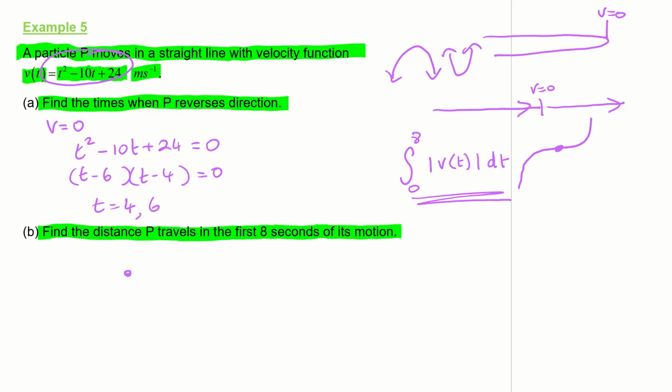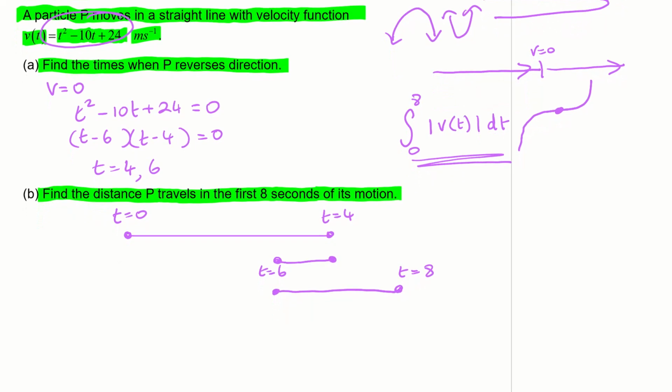So, it starts at t equals 0. And then it's going to go this way until we get to t equals 4. And then it will go back a bit until t equals 6. And then it's going to go in this direction until t equals 8. We just need to know those distances.